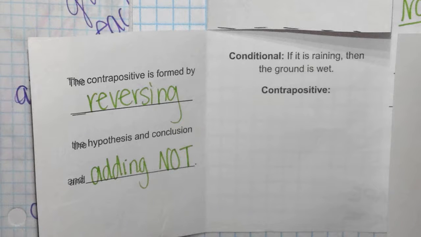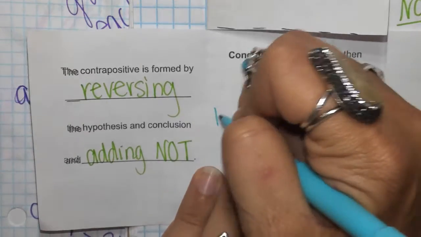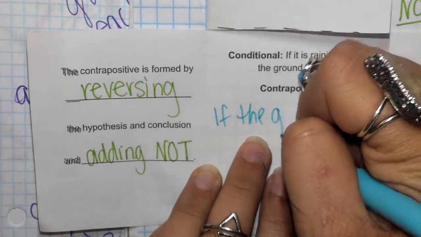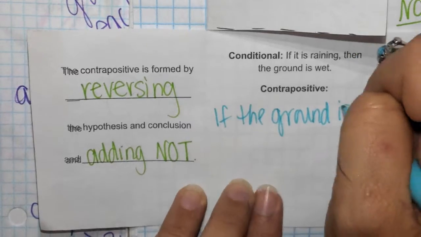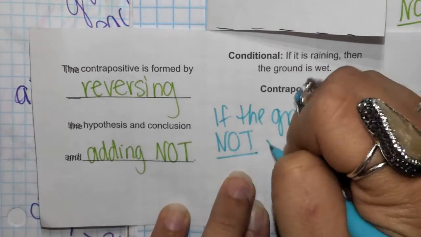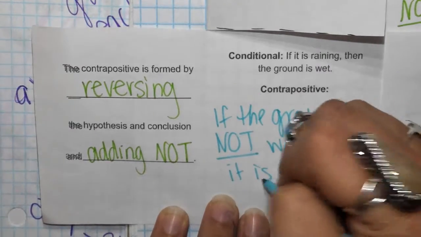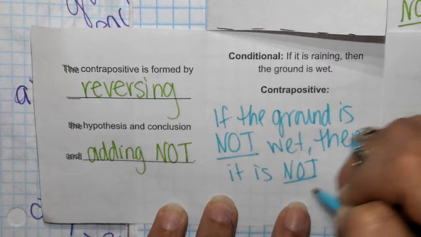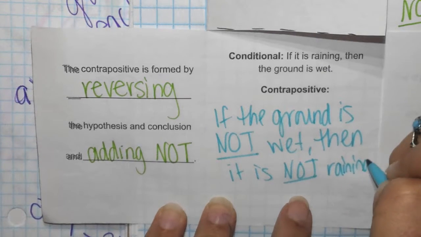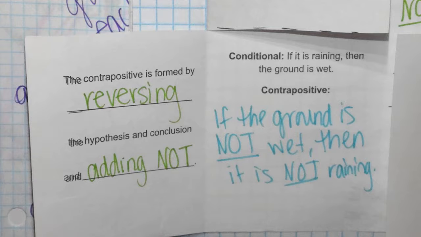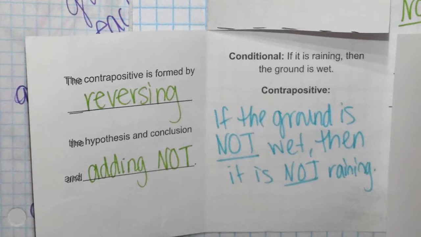One person raise their hand and tell me. All right, Grace? If the ground is not wet, then it is not raining. Good, take a point. Is that a true statement? If the ground isn't wet, then it's not raining. The ground can't be dry and it'd be raining. Just in case you didn't know that.